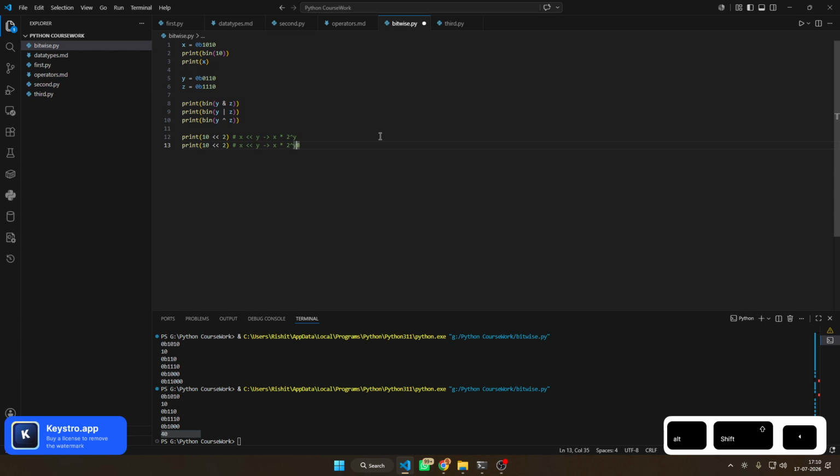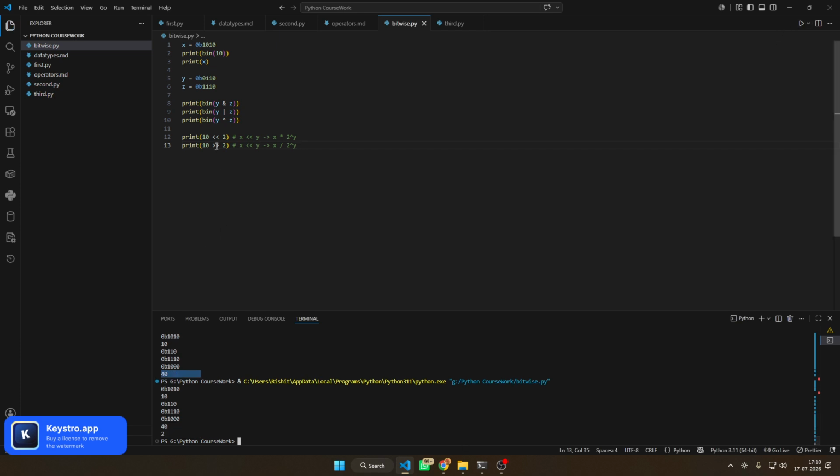Similarly, we can do a right shift, which essentially moves the bits to the right, and this is nothing but the same thing with division. So you can see 10 divided by 2 to the power of 2, which is 4. 10 divided by 4 is 2.5, but this returns an integer value, so we have to use the floor division symbol here. So this returns back 2.